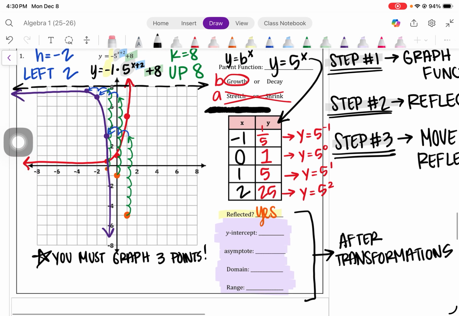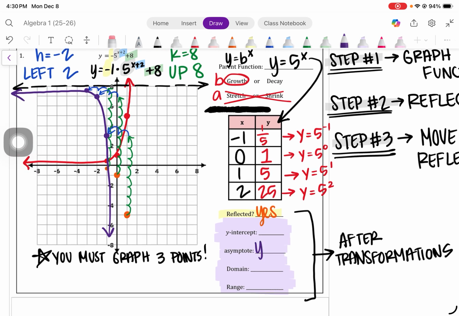So looking at my asymptote, we moved it up to where y equals 8. Domain is always all real numbers. And because we reflected, we are now going less than y, but we are not going to touch 8, so we are less than 8.